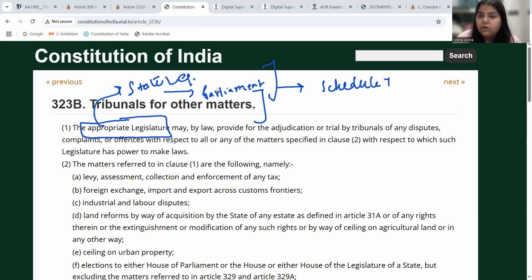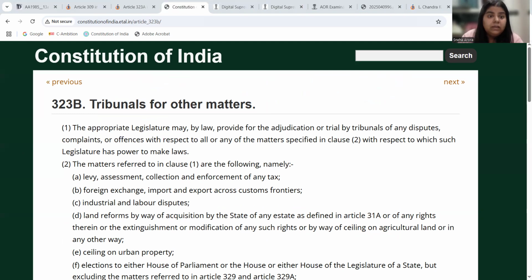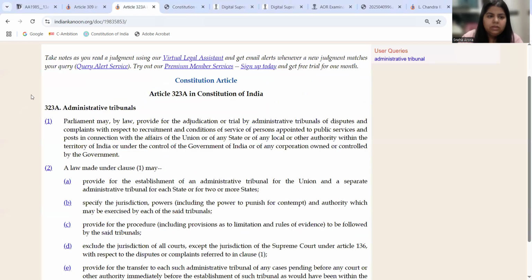So the entities which fall in the state list will be legislated upon by the state government, and entities which fall in the union list will be legislated upon by Parliament. And if the matter is of the concurrent list, then both have the power to make laws, and subject to center-state relations, either law will prevail. Okay, so that is why we are using the word appropriate legislature here. But when we talk of Article 323A, which is talking of administrative tribunal, here necessarily it is Parliament. So this is one difference you may note when you are studying.